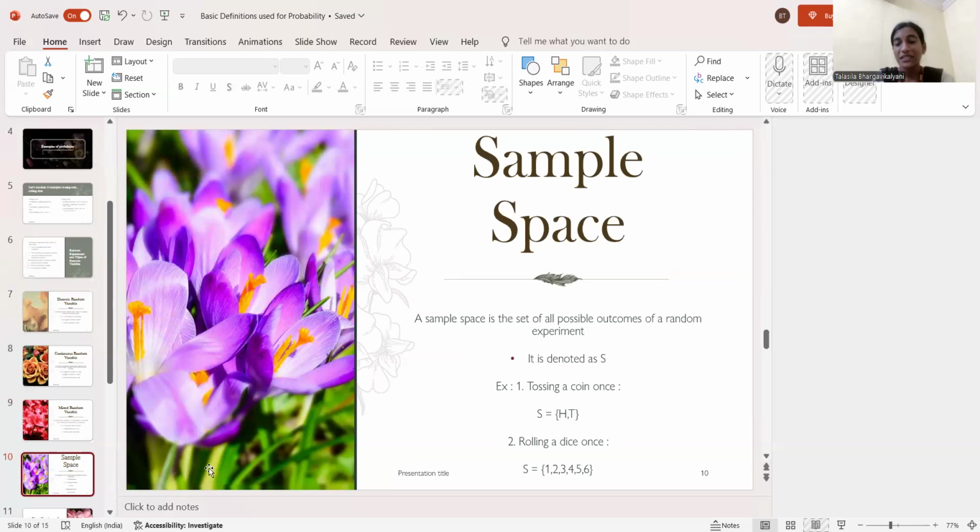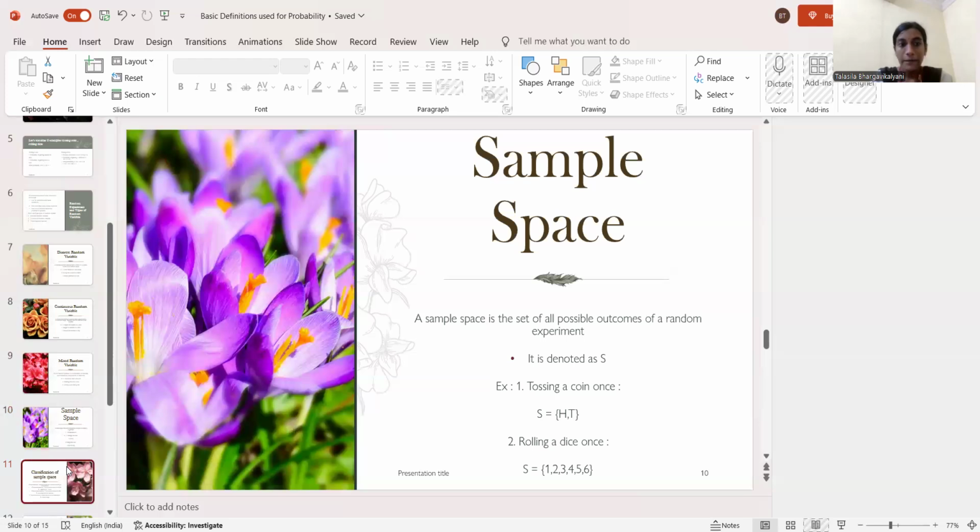Sample space. Sample space is a set of possible outcomes of a random experiment. The outcomes of an experiment are called the sample space and it is denoted by capital S. The sample space of tossing a coin is head or tail, while in rolling a dice, it is 1, 2, 3, 4, 5, 6.